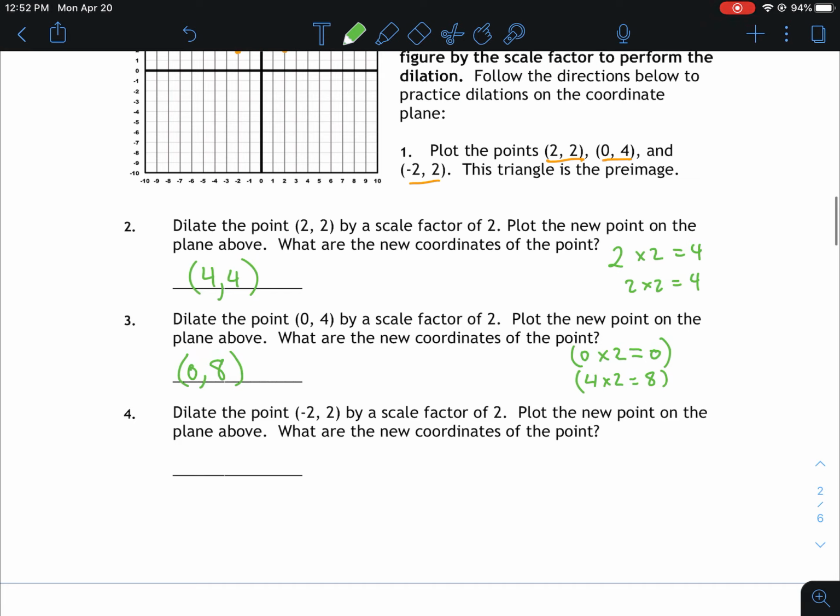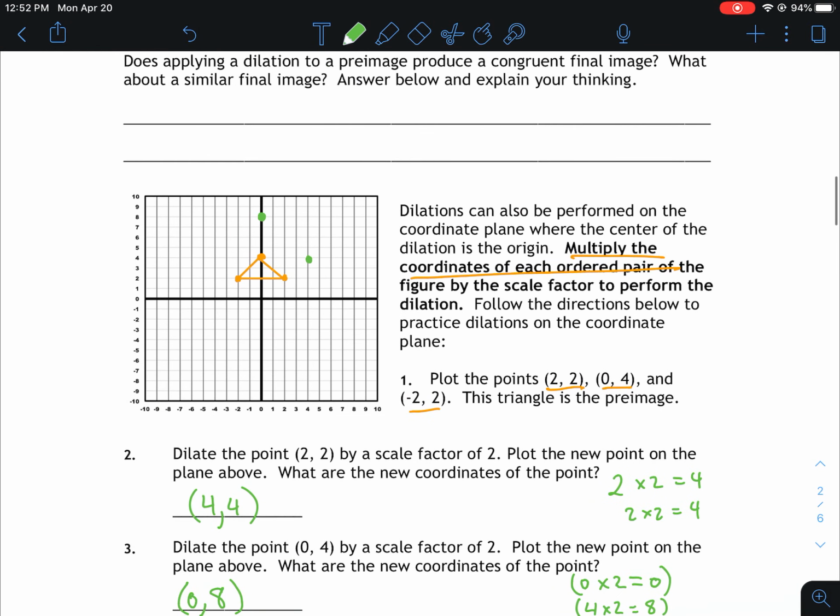And then our last ordered pair, we have (-2, 2), and we're going to multiply it by a scale factor of 2. So -2 times 2 is going to give us -4. And our positive value of 2 multiplied by 2 is going to give us +4. All right, so our new ordered pair now is (-4, 4). So -4, left 4, up 4.